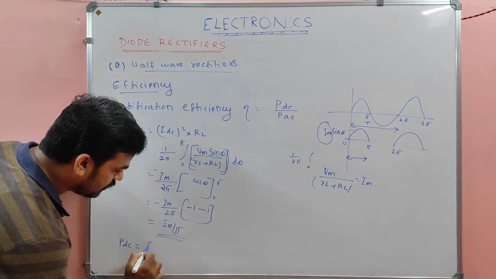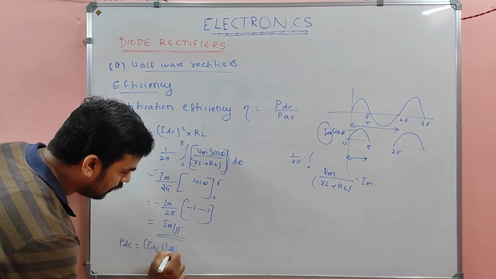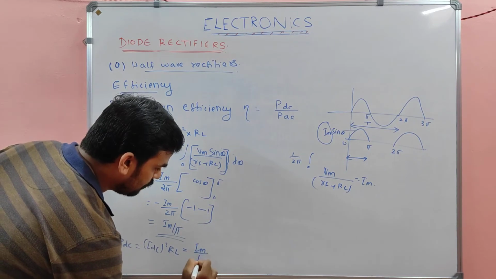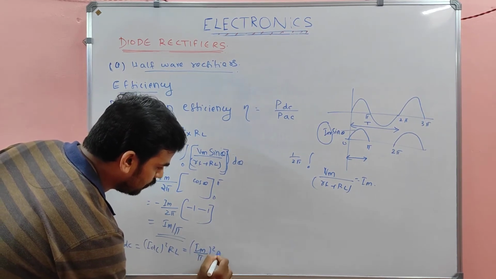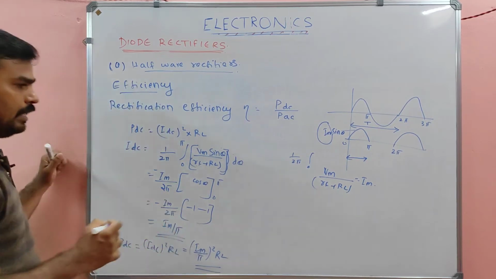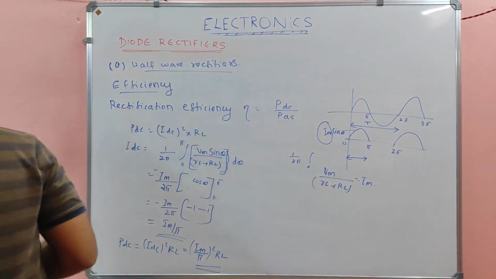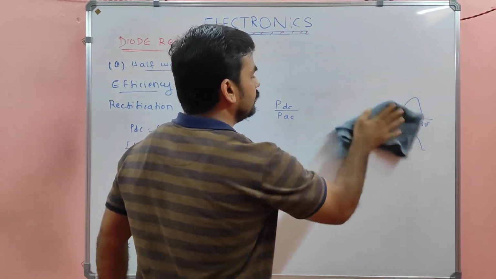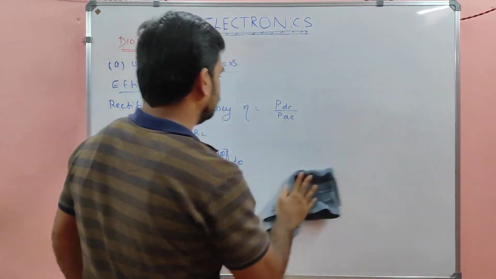IDC square into RL, which is nothing but (Im by pi) the whole square into RL. Is it clear, my dears?